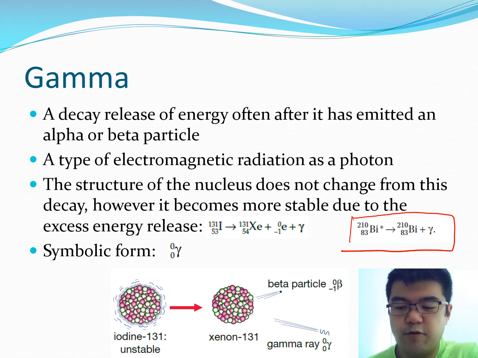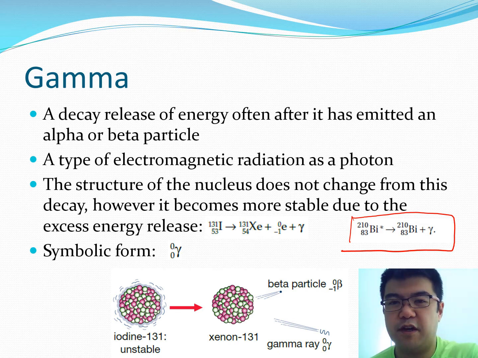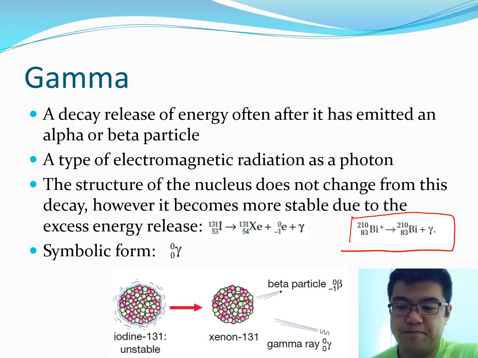Now, quite often these gamma radiations are released with other radiations. So for example, the one down here, you have a beta minus being released, and you also have a gamma being released at the same time. That is not to say that energy is really a gamma particle, but quite often they're released together.